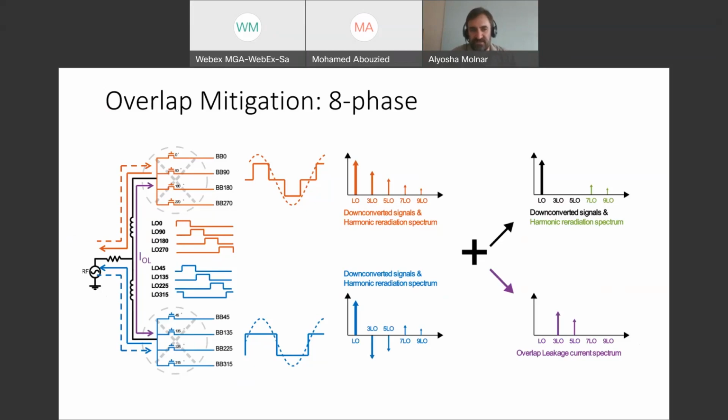So another way of looking at the overlap effect is instead of thinking of it as charge sharing between adjacent paths, you can think of it as interaction of a different set of harmonic sidebands. In this case, the 3rd and the 5th harmonic sidebands are basically shunting each other. And by putting those inductors in there, I basically suppress that shunting and therefore reduce their effect.